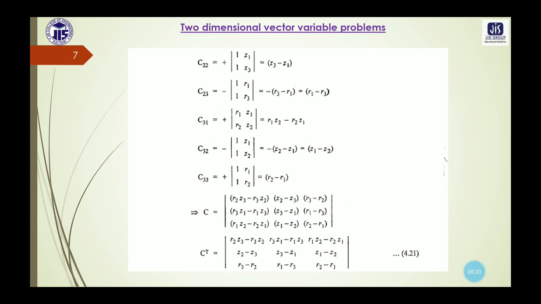Now if we write the matrix with all 9 cofactors, it can be represented like this. Now CT is actually the transpose of this matrix C. This transpose operation is known to us, so we can perform it. That means a row-column interchange will be there. So this is the C transpose, the matrix transpose we have performed here. This is our equation number 4.21.